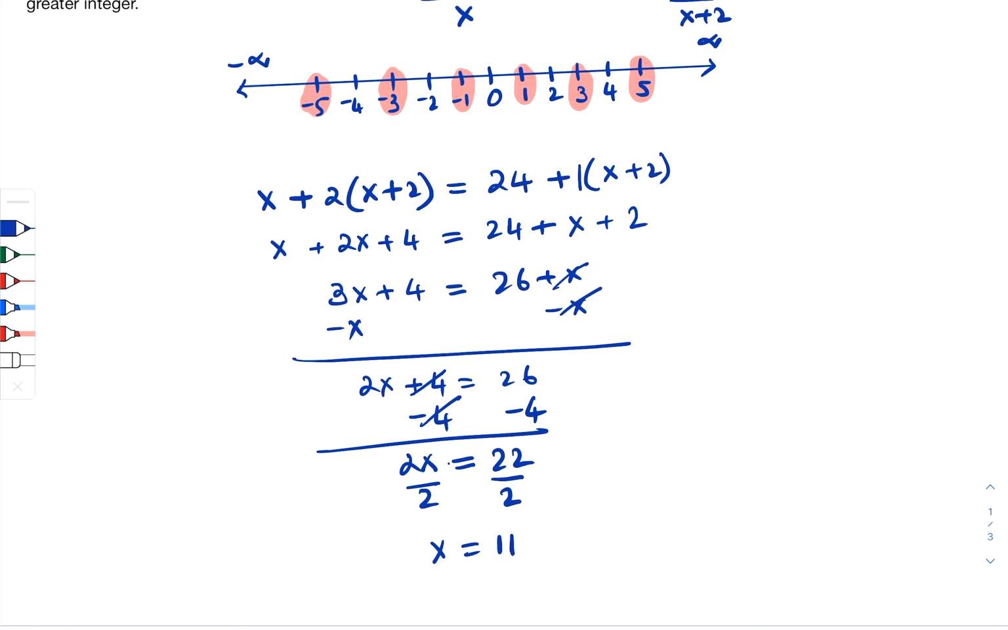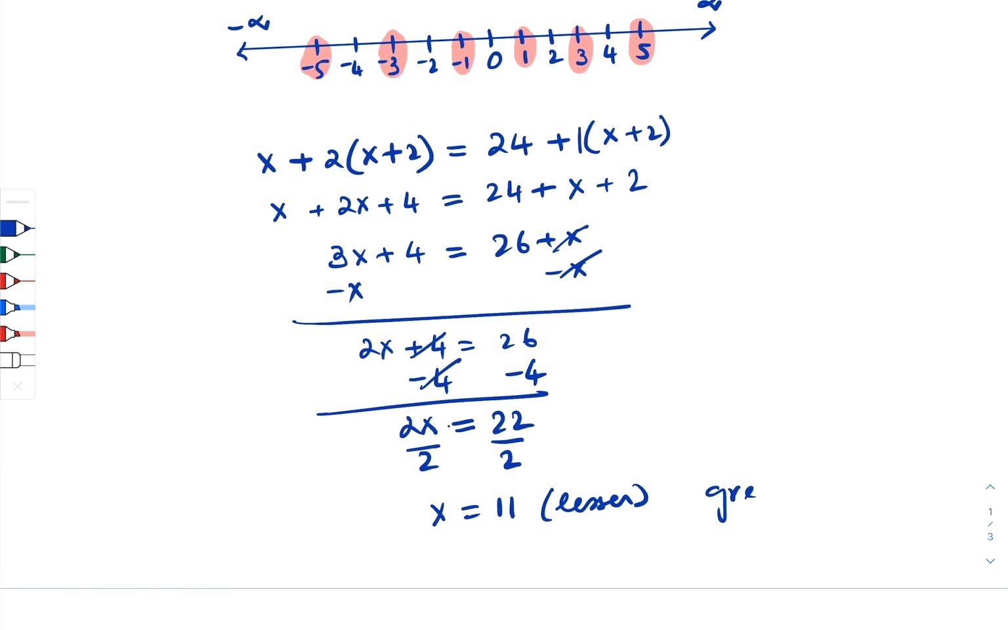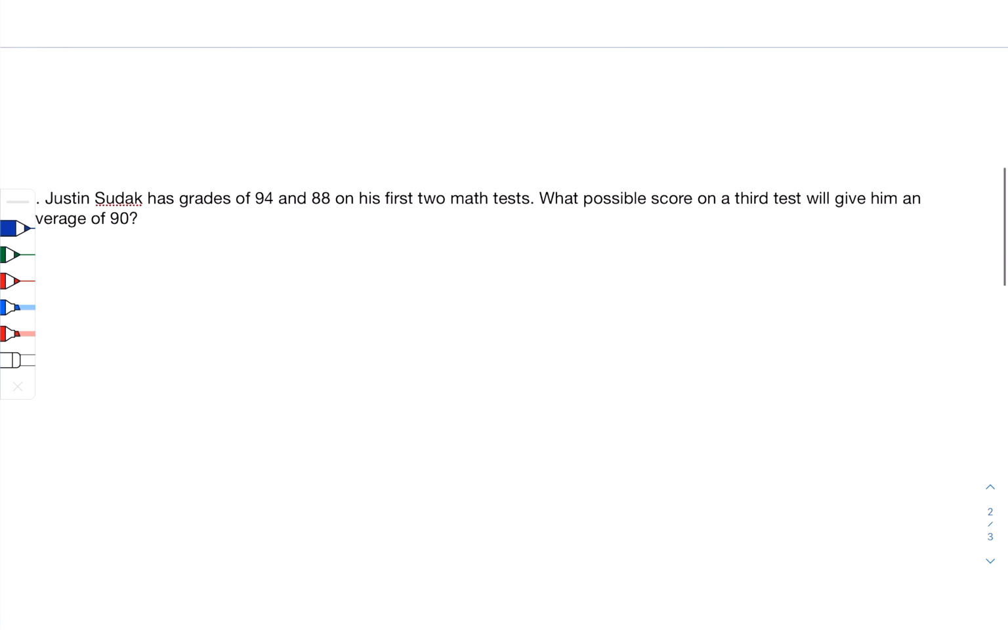Okay, so now remember, you cannot stop at 11 because it's saying you have to find 2 consecutive odd integers. So therefore, the smaller integer, 11, is the lesser. So therefore, the greater is going to be x plus 2, which is equal to 13. So the answer is going to be 11 and 13. All right. Okay, let's do another problem.